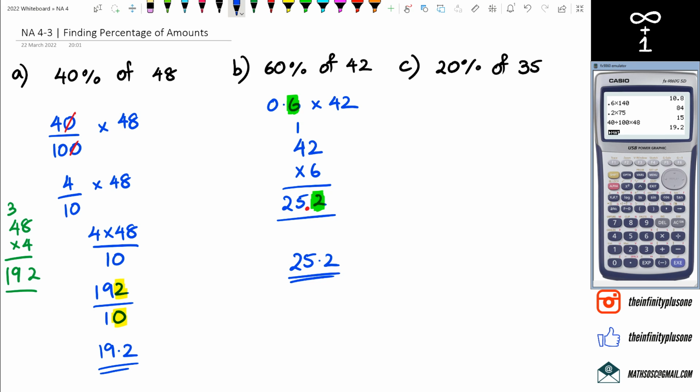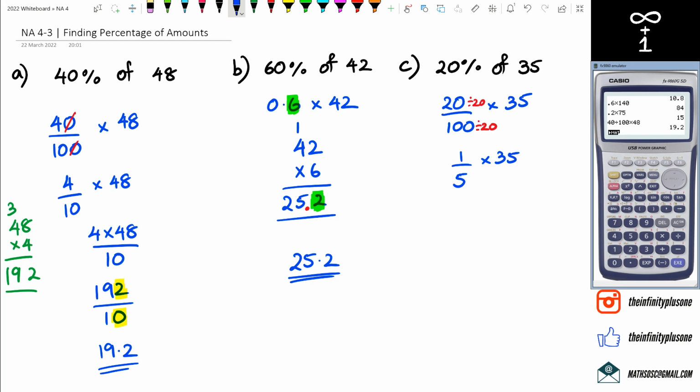And finally, we've got 20% of 35. Let me show you guys with this one what happens. I'm going to write this as 20 over 100 multiplied by 35. Now, in this case, I'm going to simplify this as far as possible. So what do I mean by that? I'm going to divide both of these numbers by 20. And when I do that, I'm going to get 1 over 5 because 20 over 100 is just 1/5. And 1/5 multiplied by 35.